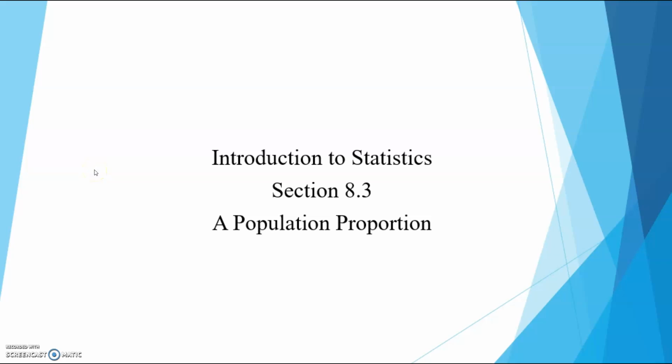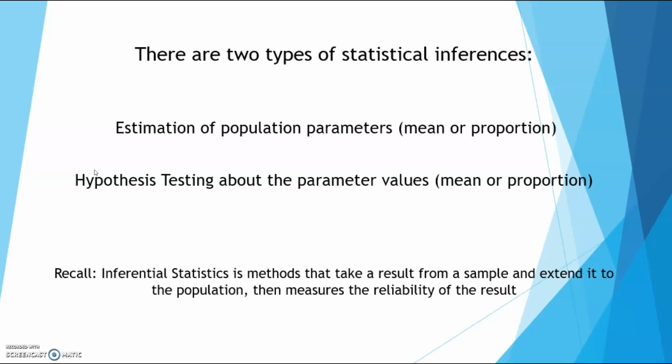All right, now in section 8.3, we're talking about a population proportion. There are two types of statistical inferences. We're going to look at estimation and hypothesis testing. Chapter 8 is all about estimation, and Chapter 9 is all about hypothesis testing. But in both those chapters, the only two parameters that we're going to look at are the mean and proportion.